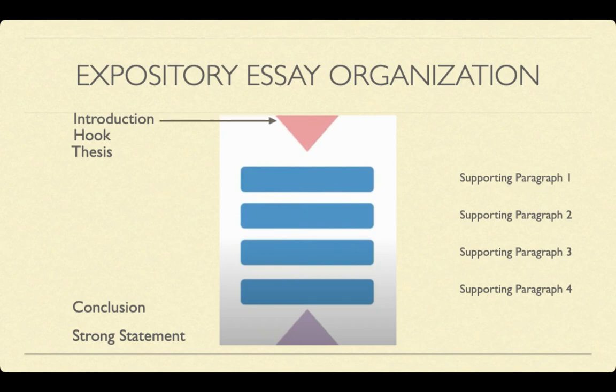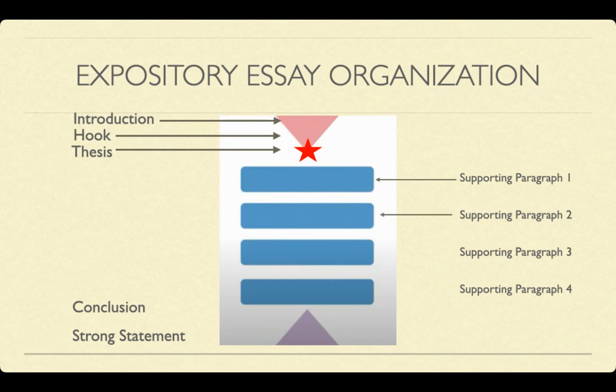The triangle at the top represents the beginning or introduction. It will open with what we refer to as a hook, and it will end with what we call a thesis, represented by this bright, shiny red star. Since the thesis is the most important sentence in the essay, think of it as the star of the show. Everything else in the essay is there to serve that sentence.